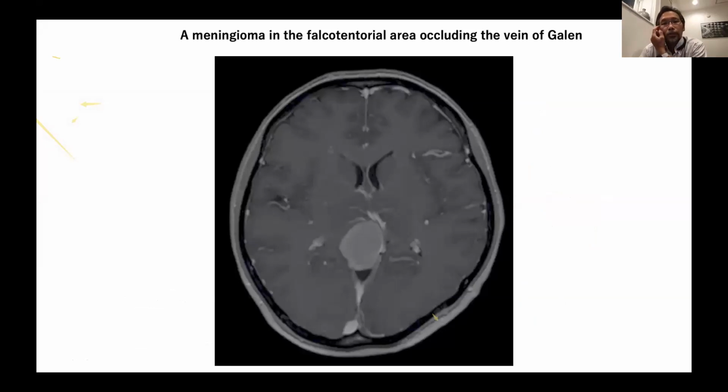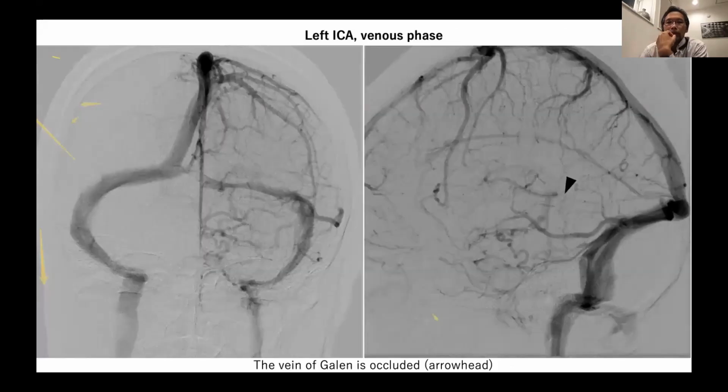Another case, so this is getting more and more serious. This is a meningioma occluding the vein of Galen itself. The patient was fine actually, but they needed to remove the tumor. So we did angios for them. I don't know why we get these arrows. Anyway, this part is occluded, and we see some collaterals that you can see here.